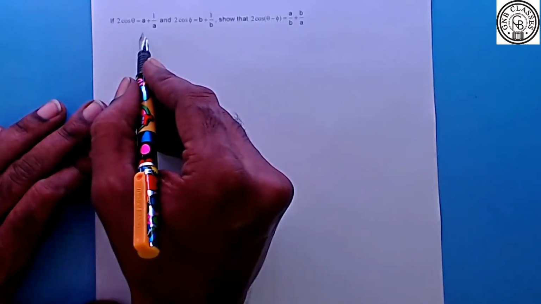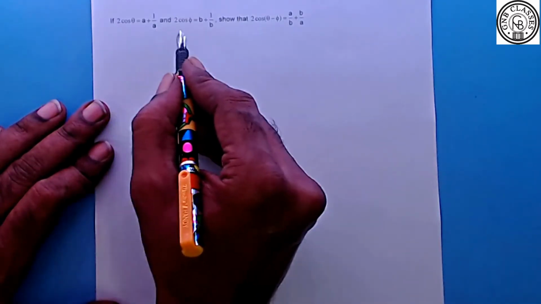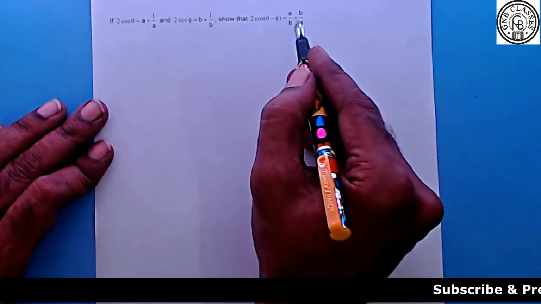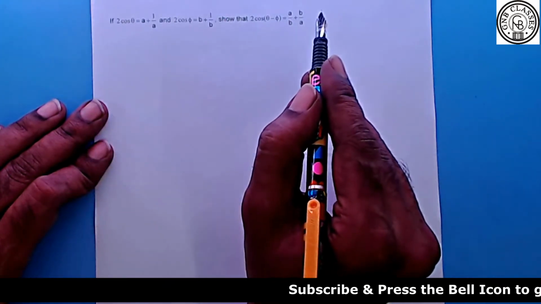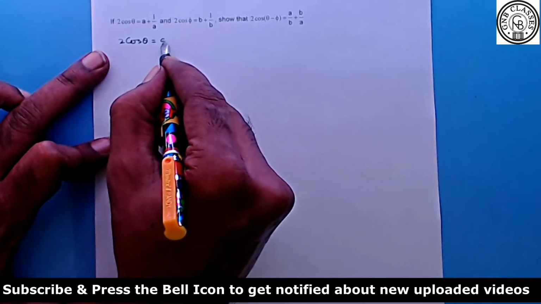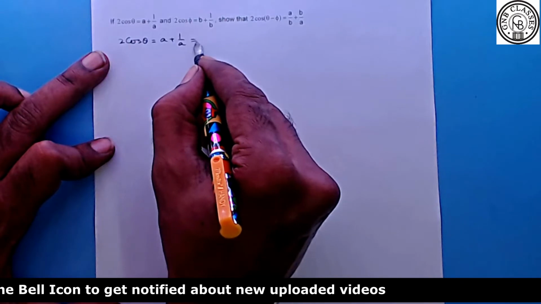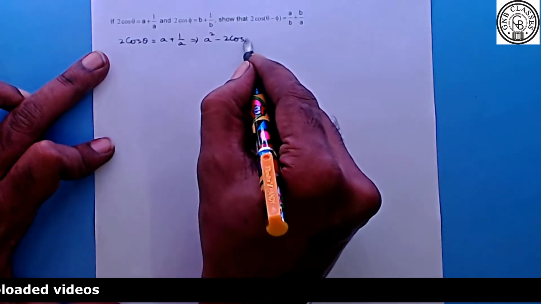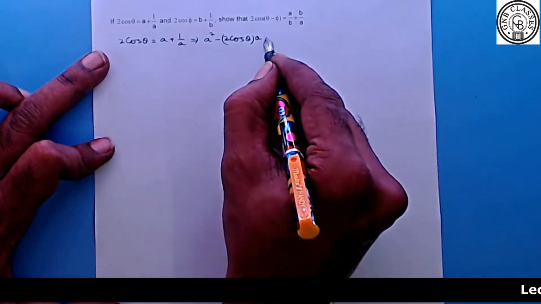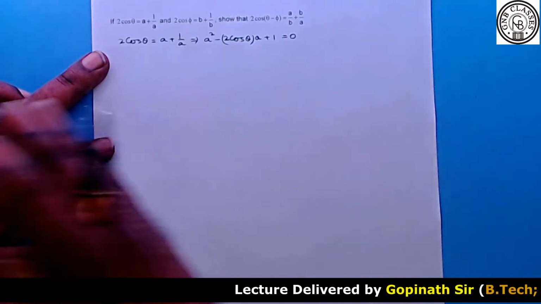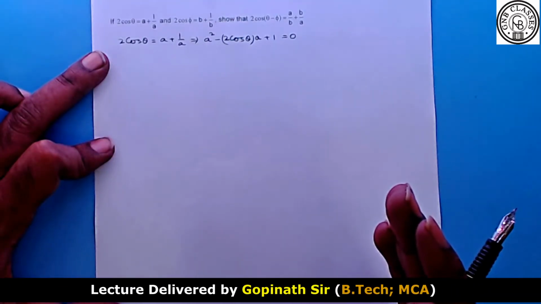2 cos theta equals a plus 1 by a and 2 cos phi is b plus 1 by b. Show that 2 cos(theta minus phi) is a by b plus b by a. We have been given 2 cos theta is a plus 1 by a. So if I simplify, we are going to have a square minus 2 cos theta a plus 1 equals 0, after cross multiplication and taking everything to one side.